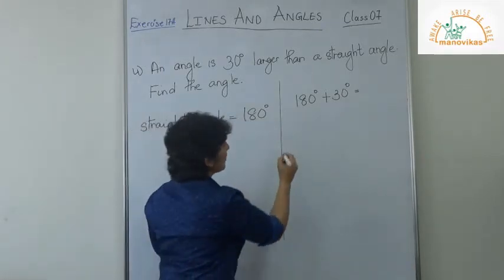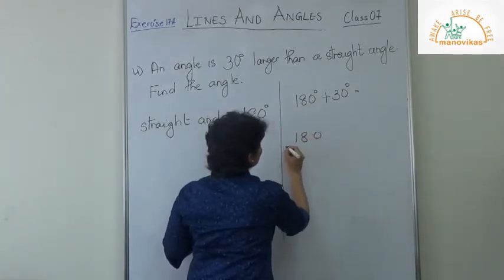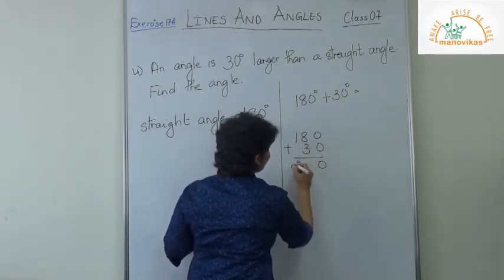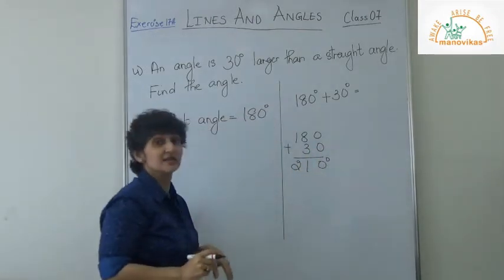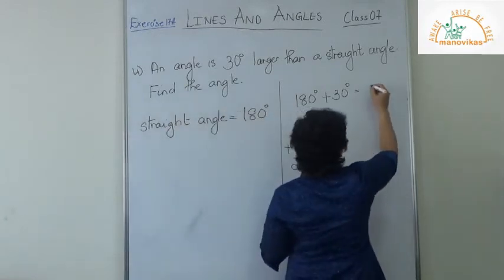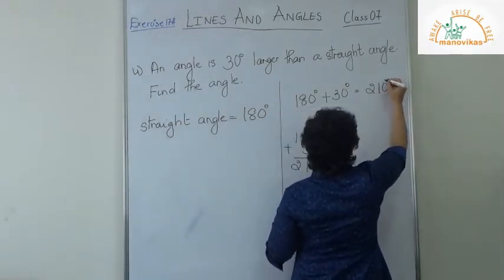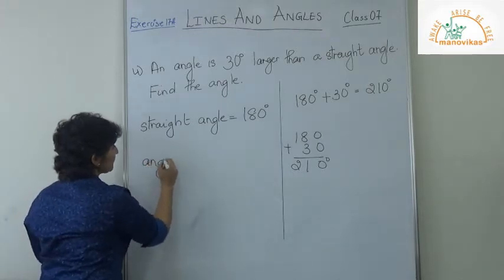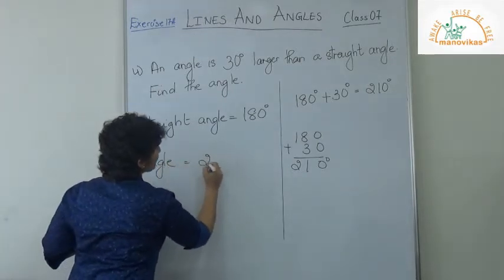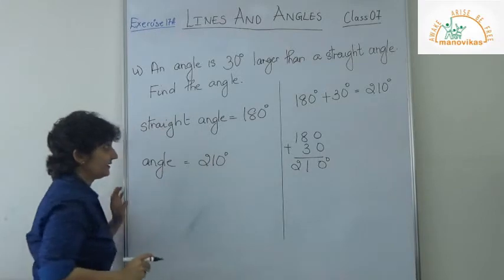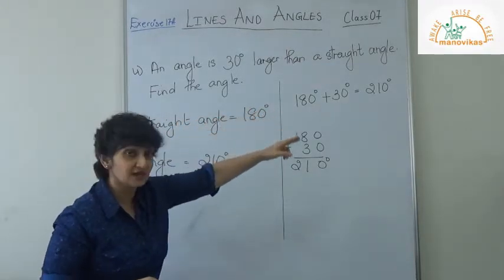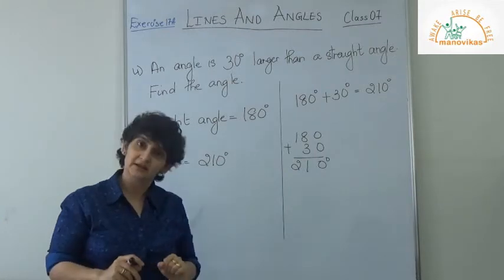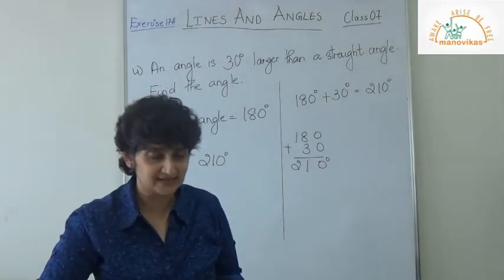So what do you get? 180 plus 30 gives you 210 degrees. Right? So this is your answer. So which is the angle? Your angle is 210 degrees. So it is 30 degrees larger than your straight angle. Clear? Let's move on to the next question.